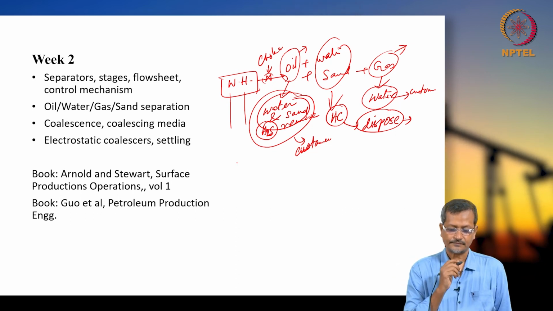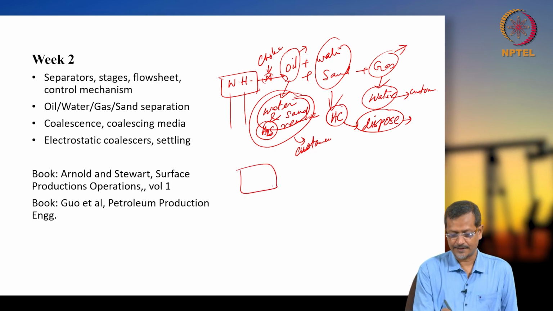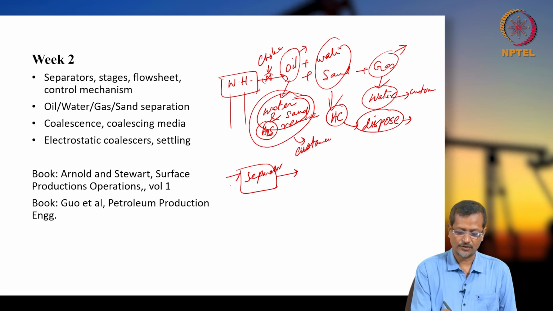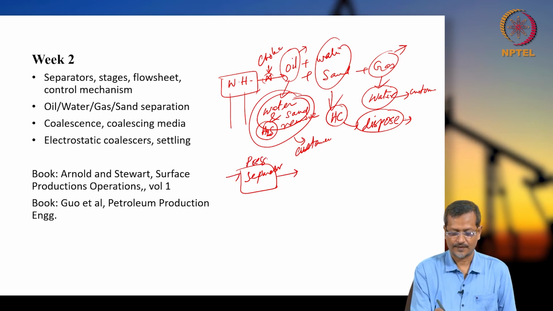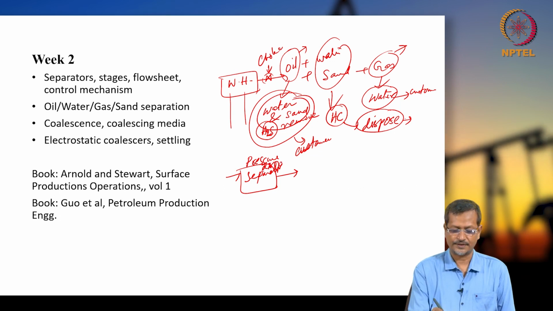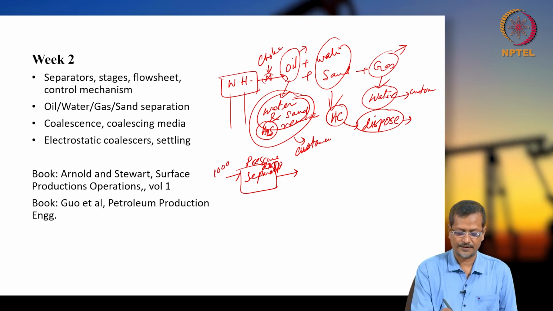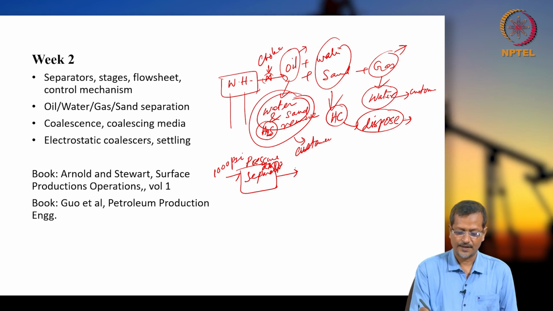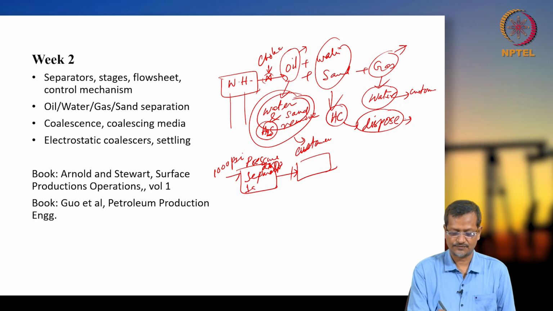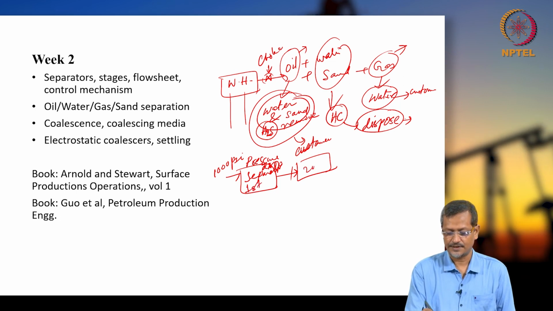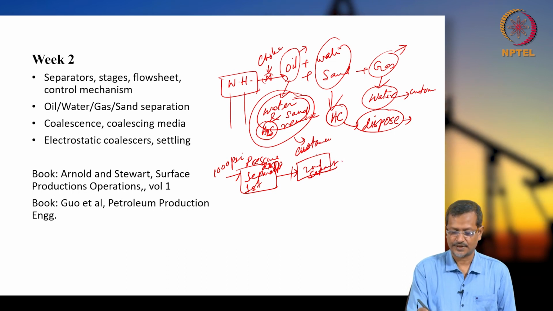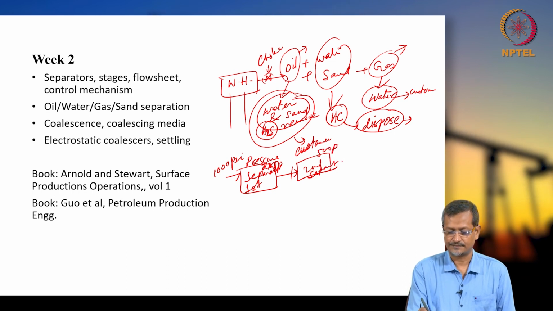Now you have a separator. Let's say this is the separator. In the separator also there will be a pressure drop, so pressure will be going down. Let's say initial pressure is 1000 psi. After first stage separation, it is going to the second stage. This is the first stage or first separator, this is the second separator. So pressure can be, let's say, 500 psi.